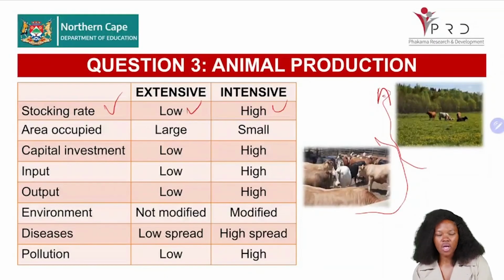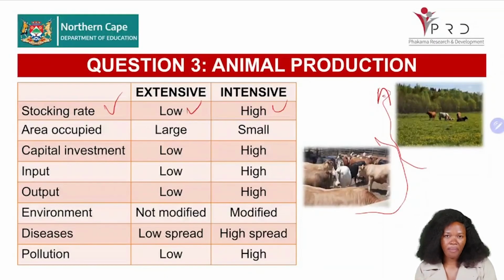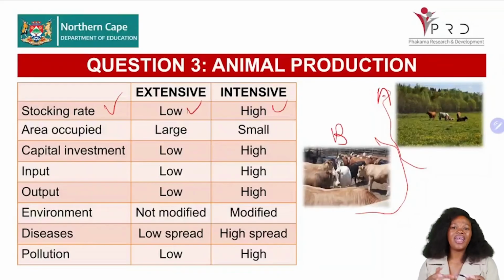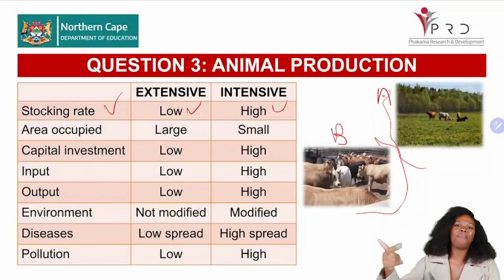In picture A, we have a few farm animals being raised on a large piece of land, while in picture B, we have a large number of animals being raised on a small piece of land. Remember, the stocking rate or stocking density speaks of the number of farm animals in a particular area or in relation to the land that is available.